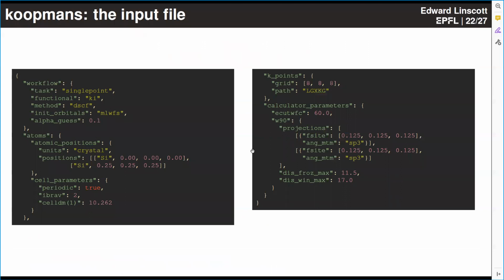Oh, that is not turning up very well, but the Koopmans package takes a single JSON input file, and then it runs the full workflow from start to finish. Just to illustrate, this is the full input file for a calculation of silicon using the finite differences approach for calculating screening parameters. You might not be able to make it out, but there's just a couple of keywords that are very reminiscent of what you'll see in Quantum ESPRESSO. Then you give this to Koopmans, and it will run the full workflow.